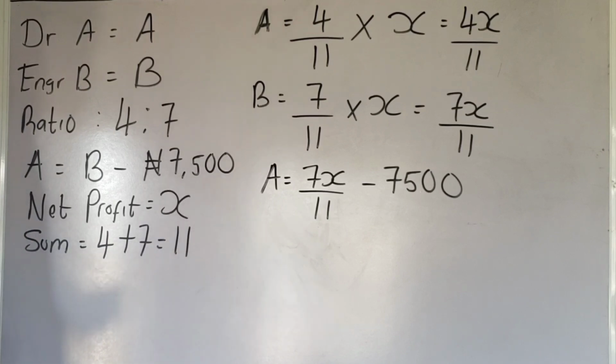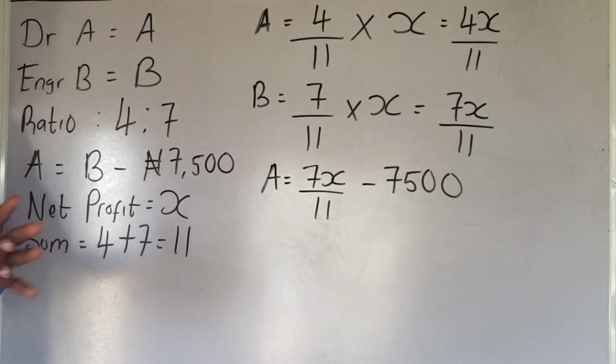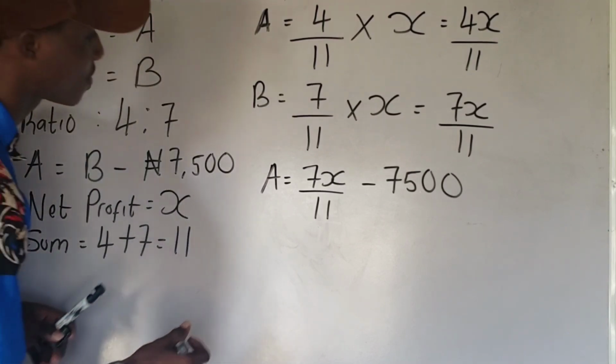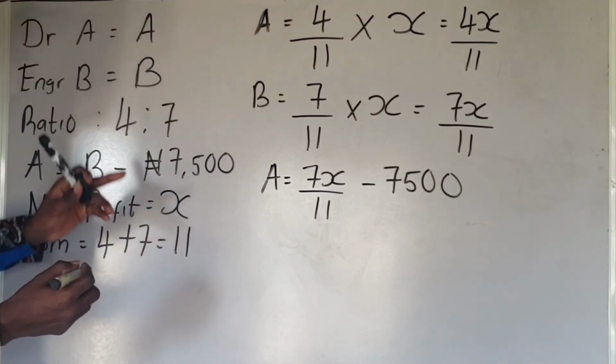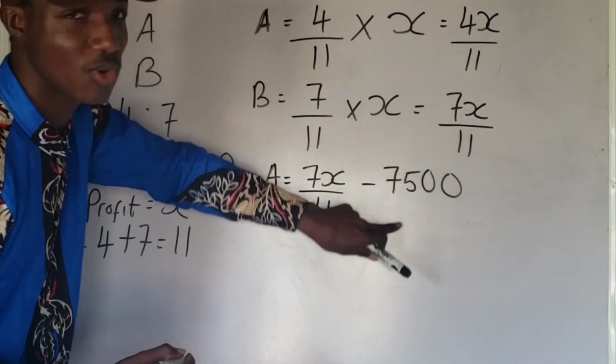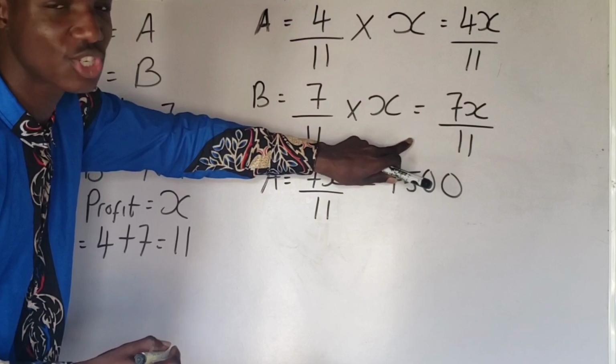X. You understand? X is the net profit that was shared among them. Now if we sum up their share, it must be equal to X. Do you understand? So for this, this is the equation that I want to derive. The amount that B shared, I'm going to use both equations now.